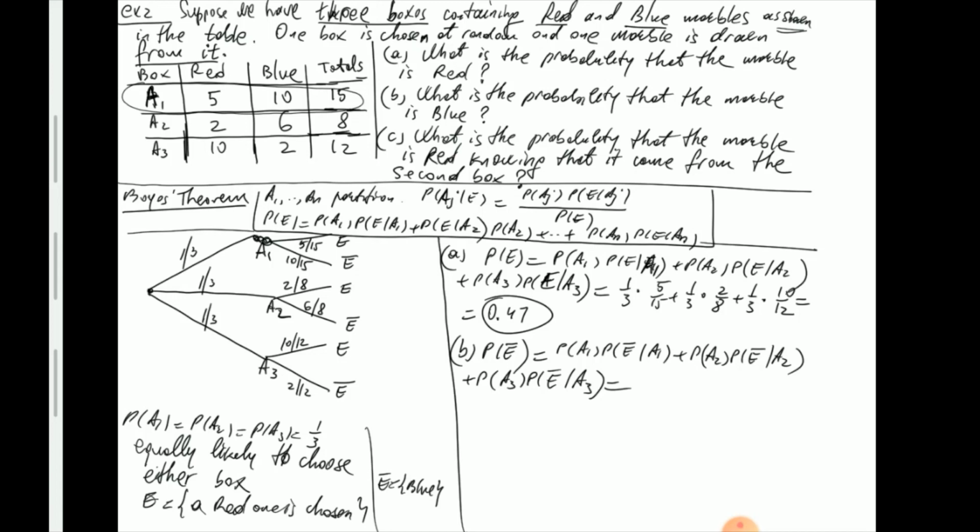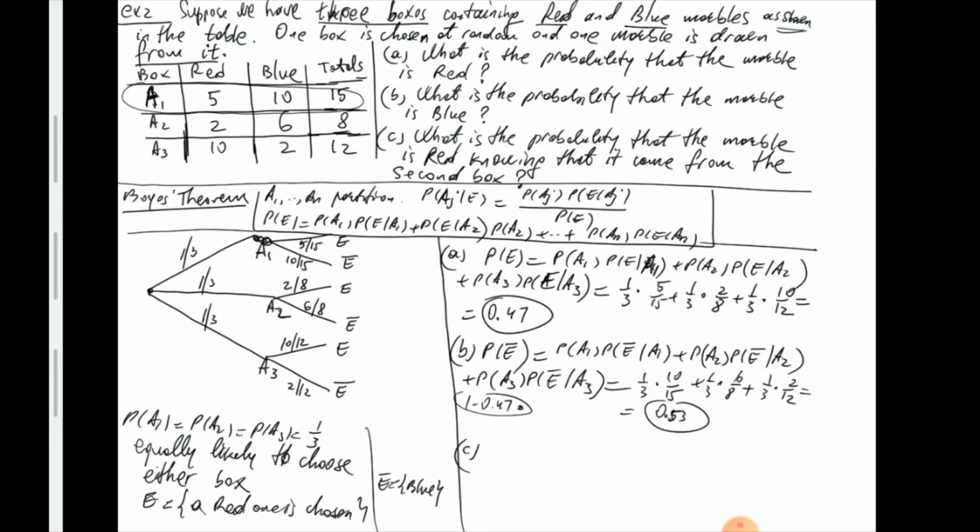So if the probability of being red is 0.47, the probability of being blue is just 1 minus 0.47. But I just want to illustrate how you work it out with the Bayes theorem, right? So again, from the tree, this is going to be 1/3 times 10 over 15 plus 1/3 times 6 over 8 plus 1/3 times 2 over 12. And then finally, this will be, as expected, 0.43, right? So the difference from 0.47.